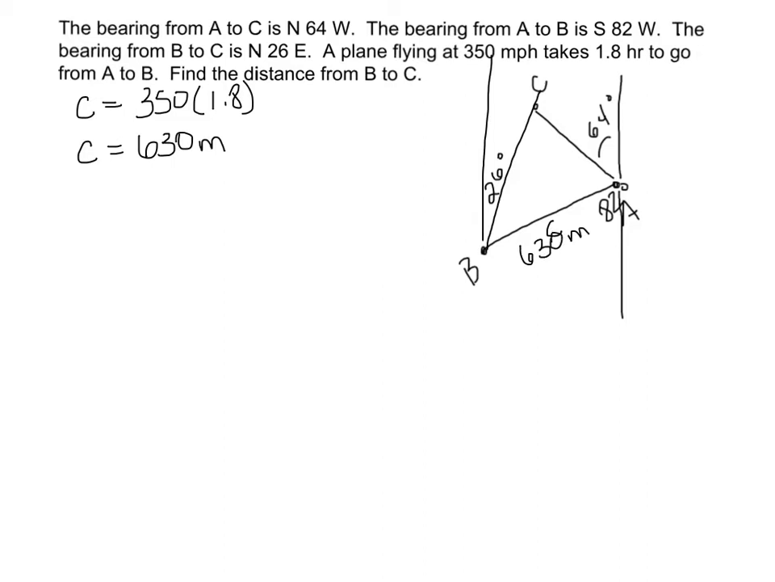The next thing that we can do is calculate the value of angle A within this triangle. Remember that this north-south line is 180 degrees, so we can subtract off the 64 and the 82. So that would be 180 minus 64 minus 82. That gives us 34 degrees.